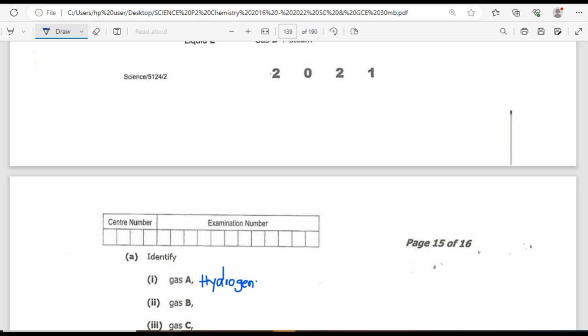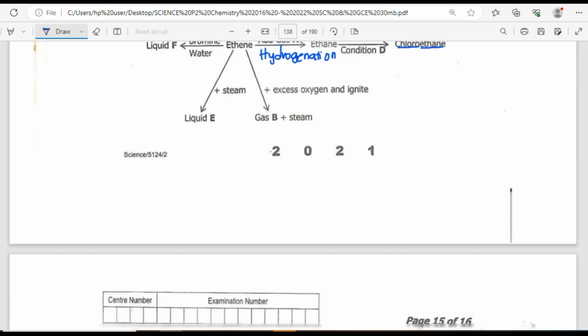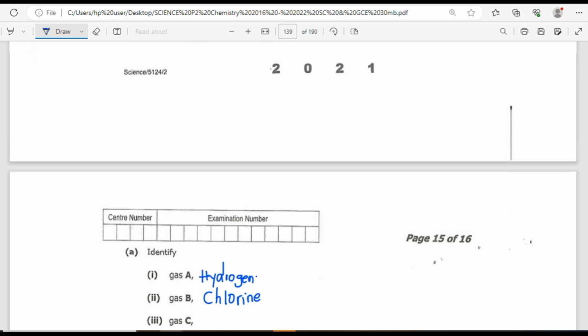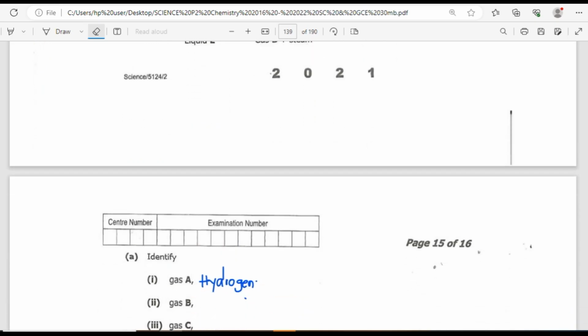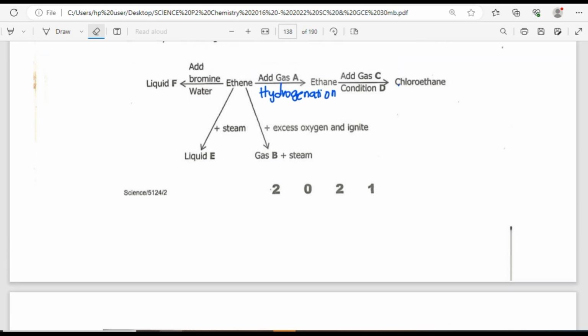Then gas B. So gas B, let's look at the name. There is ethane, there is chloro. So chloro is just chlorine. So gas B is chlorine. Then gas C. Oh, sorry, I'm sure I've made a mistake. I've answered wrongly. Let's go back. So gas B is what we were looking at here. Gas B is this gas here.